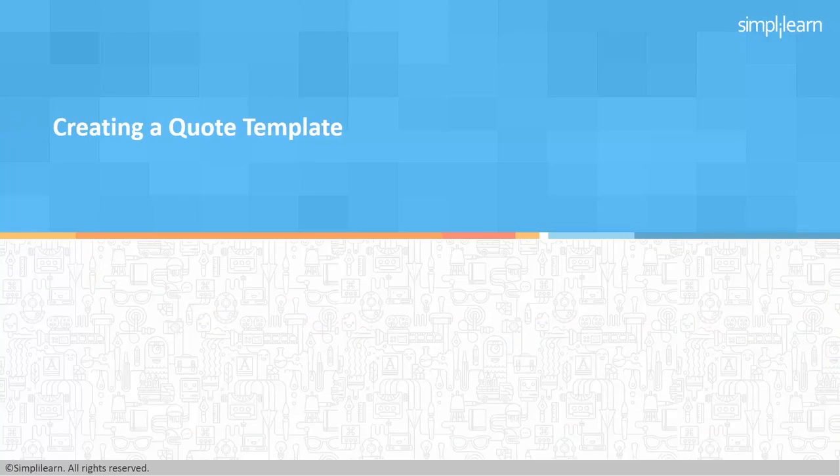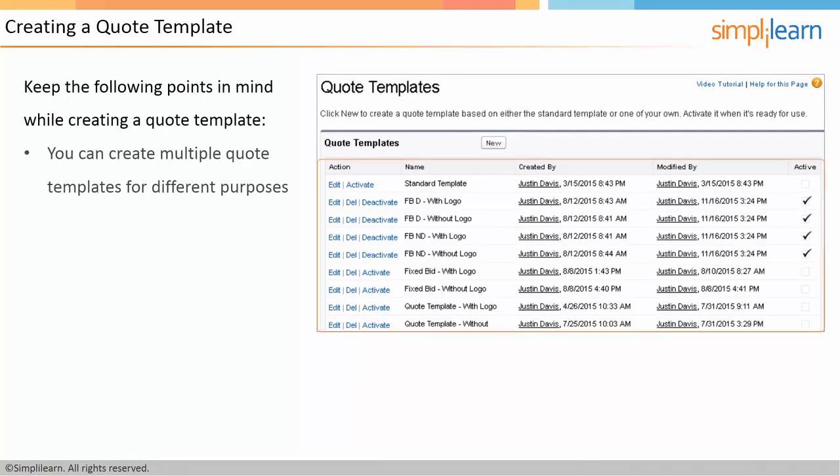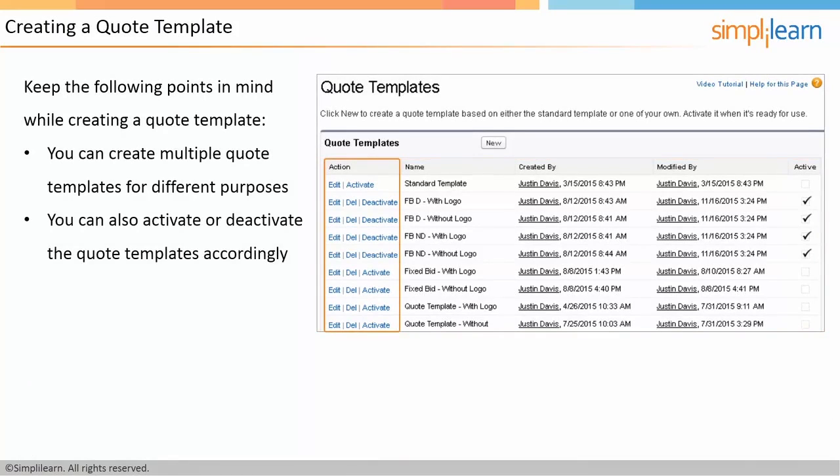So for this next part, we're going to discuss creating a quote template. When creating a quote template, there's a few things to keep in mind. You can create multiple quote templates for different purposes. You can also activate or deactivate the quote templates accordingly. And so what that means is you can have different templates for different use cases, different purposes. For example, you can have a quote template where pricing is 100% upfront, or you can have a quote template where maybe your customers are paying you on delivery, that type of thing, and everything in between.